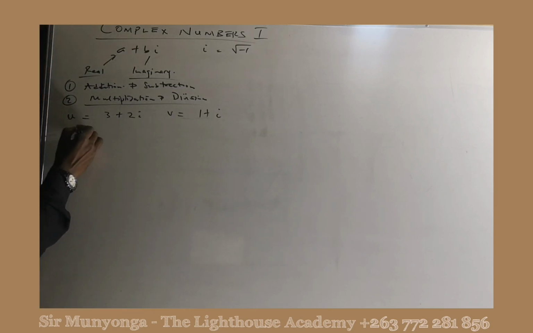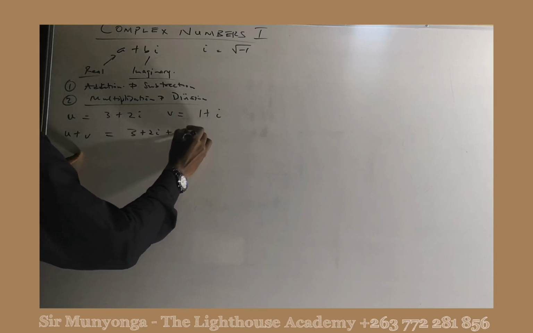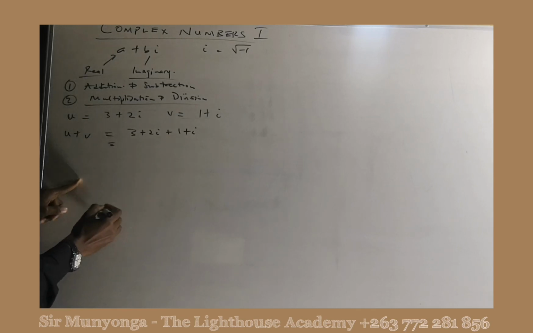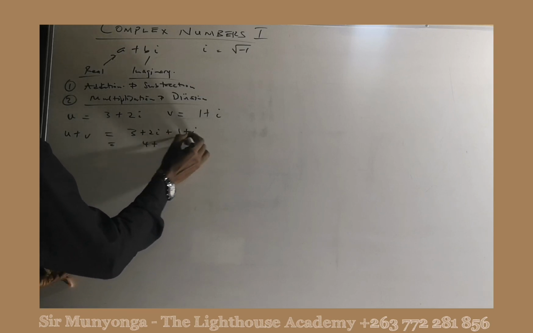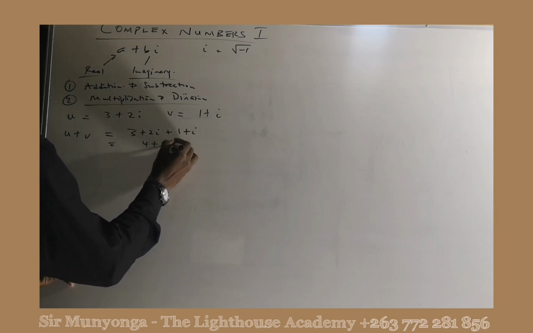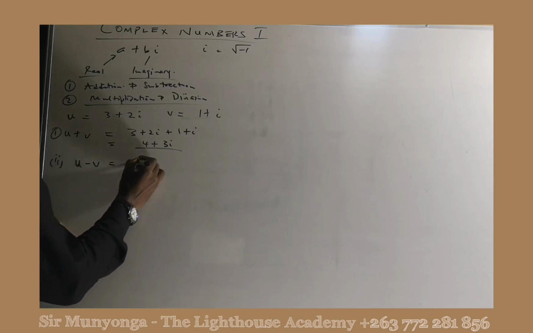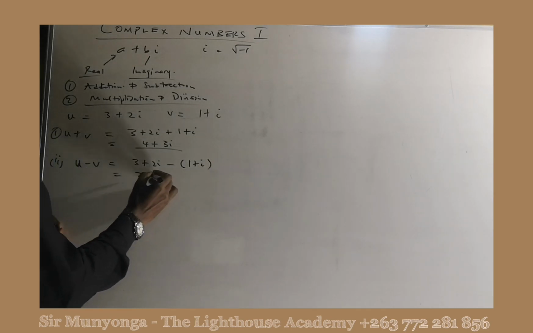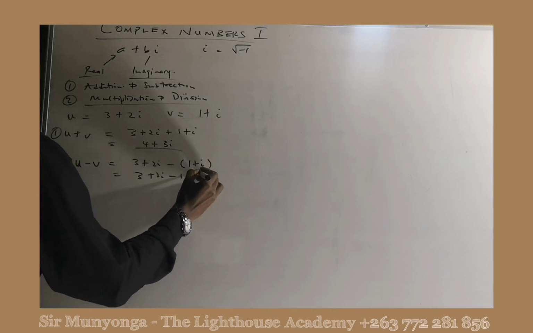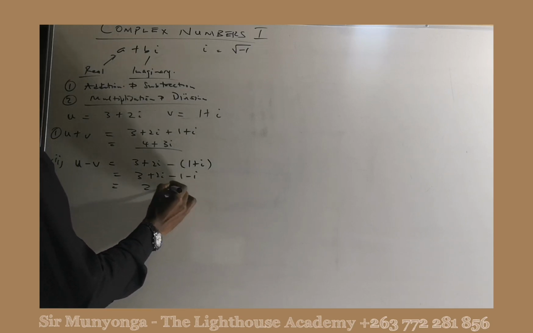Part 1, addition. u plus v will be equal to 3 plus 2i plus 1 plus i. So that will simply just be real numbers 3 plus 1, that's 4, then the imaginary part, 2i plus i, that will be 3i. Part 2, subtraction, u minus v, will be 3 plus 2i minus 1 minus i. So 3 minus 1 is 2, and 2i minus i is plus i.